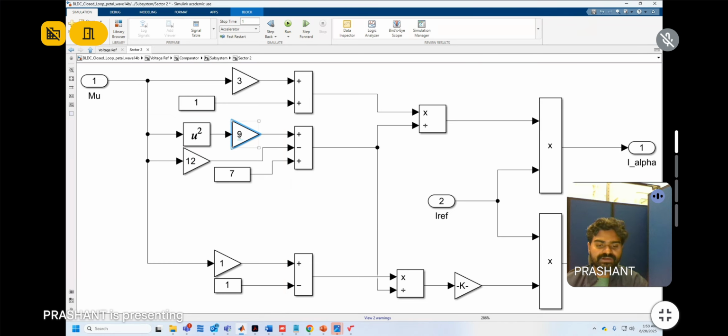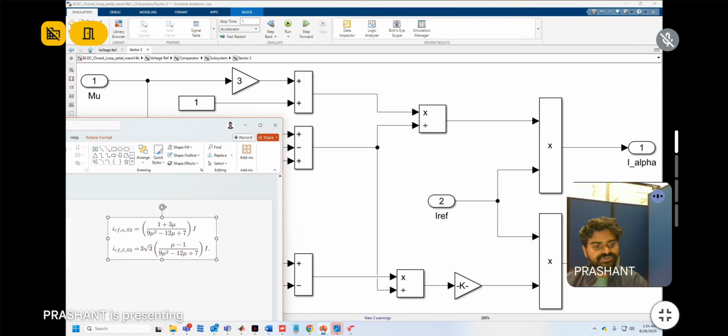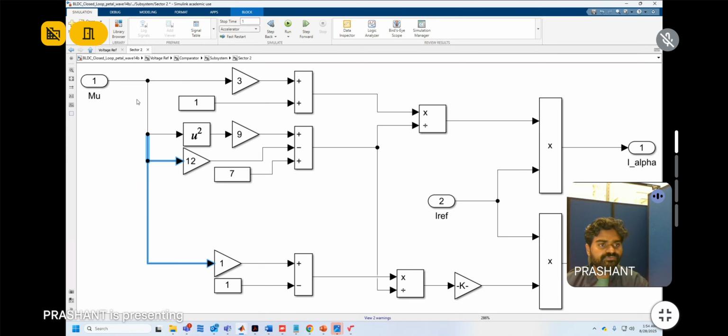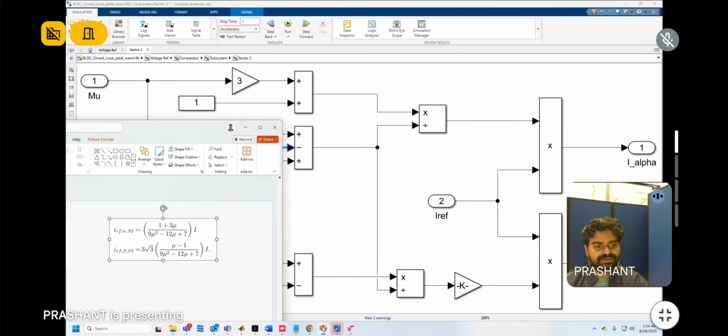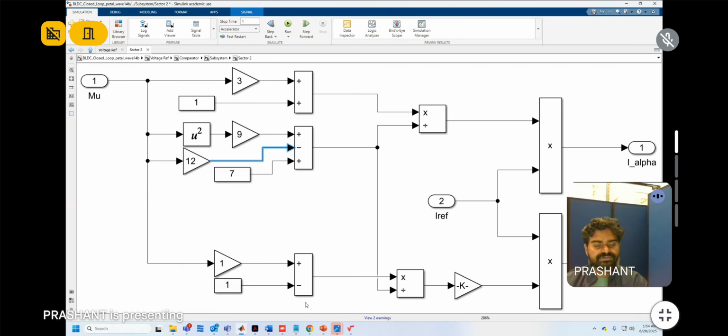Our task was 9 mu square. What is our next task? To obtain minus 12 mu. This is already mu. From here we can multiply it by 12, or we can multiply by minus 12 and simply add here. So I am multiplying it by 12. So this part is 9 mu square, this part is 12 mu, and what else is remaining? Plus 7.